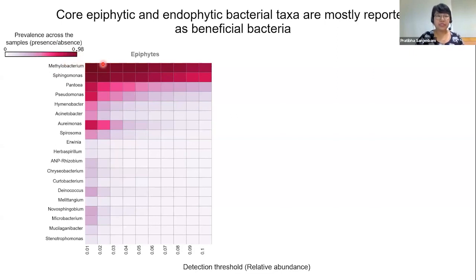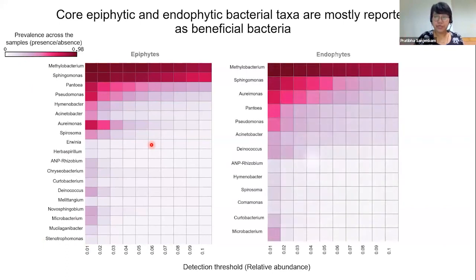For instance, let's take an example. This Metallobacterium is prevalent across all the samples, and it is present in higher abundance in the community. Whereas if you take Stenotrophomonas, it is hardly present at any of the relative abundances. It's only present at 1% and in very, very few samples. Similarly, we find this in the endophytic community.